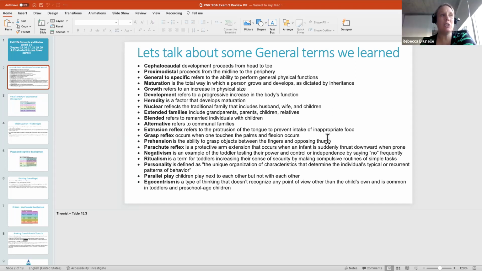Okay, so I do want to point out some things that are on there, the cephalocaudal and the proximal distal. The cephalocaudal is from head to toe, and proximal distal is midline to periphery. So this is going to be like you have head control before you have trunk control. So it's not just knowing the definition, but also being able to say how you would see that in your patient.